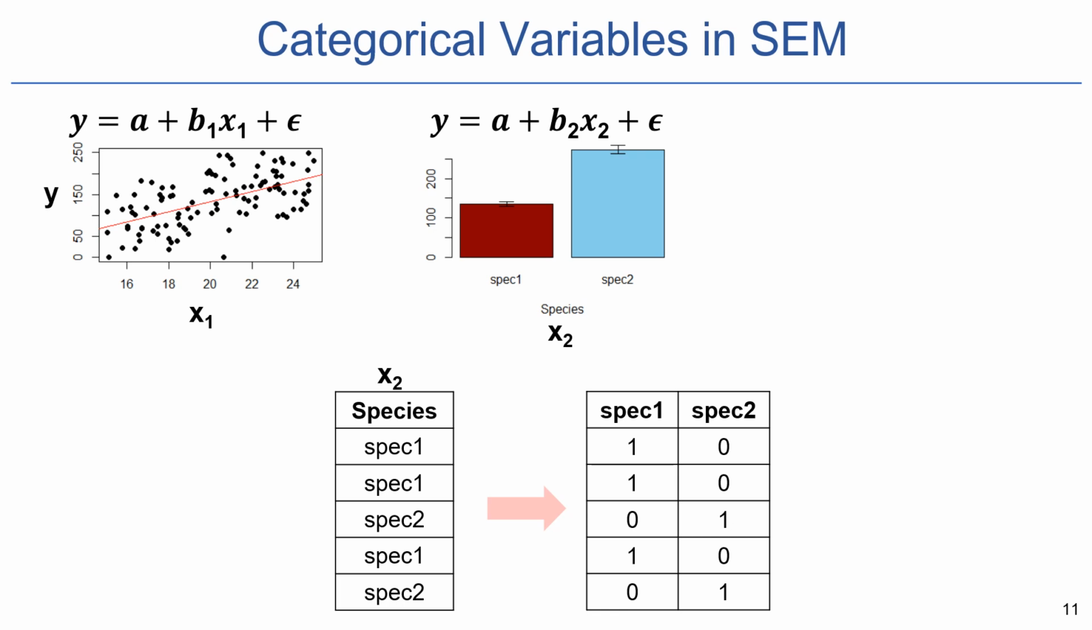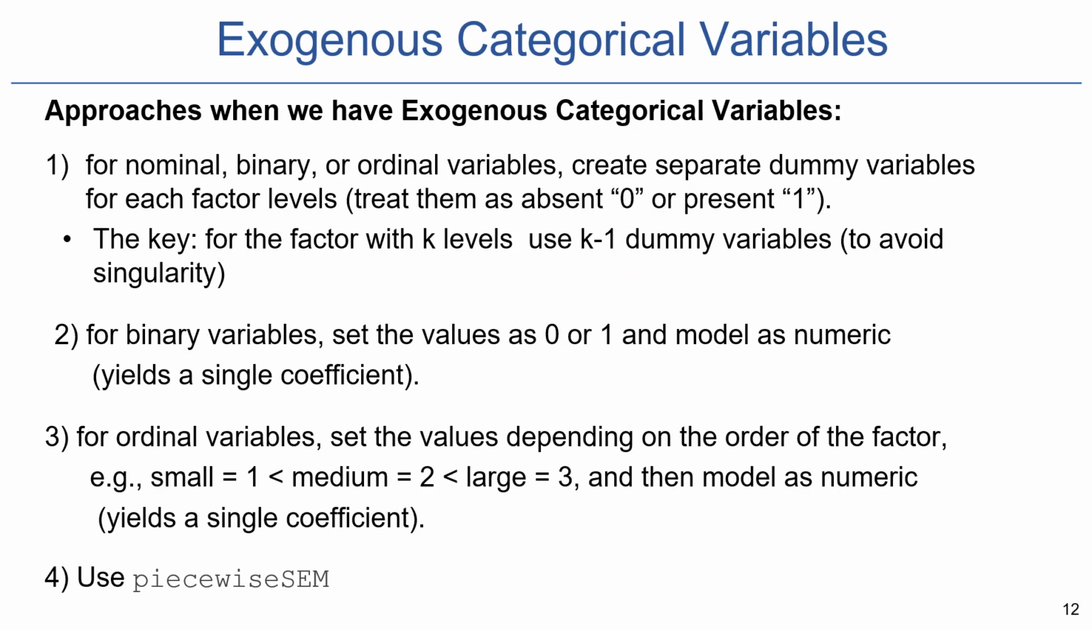So now you know how categorical variables are implemented in regression analysis by creating dummy variables from the levels of the categorical variables. This is what we will do manually for some variables in the SEM. Now let's talk about how we integrate exogenous categorical variables, the predictors, in the SEM.